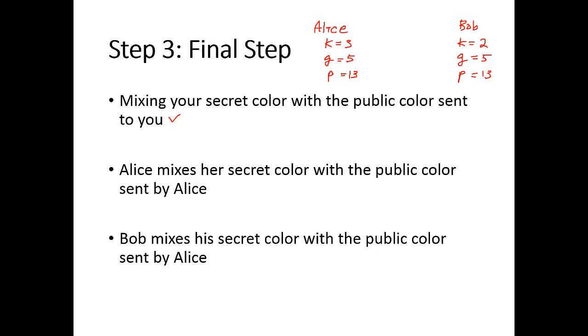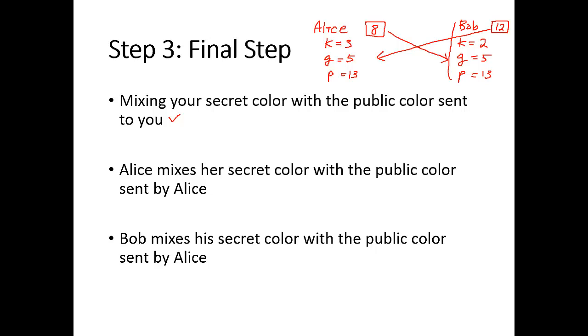And the public color Alice produced using these numbers was 8, and then the public color to be sent to Alice by Bob was 12. So this was sent to Alice, and that was sent to Bob in this case as a whole.